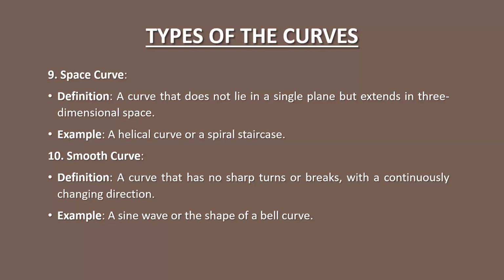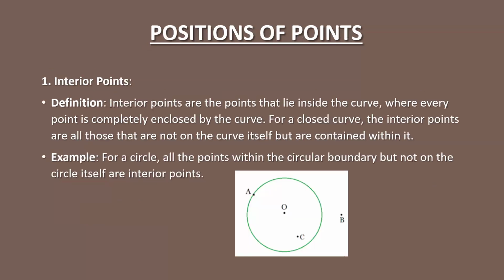Then comes the smooth curve, a curve that has no sharp turns or breaks, with a continuously changing direction. So here the example can be taken as a sine wave or the shape of a bell curve. Then comes a new topic about the positions of points in a curve, like where the points can be placed in a given curve.